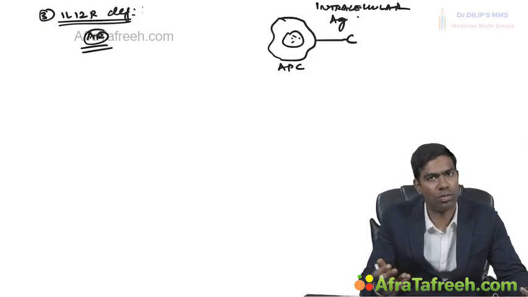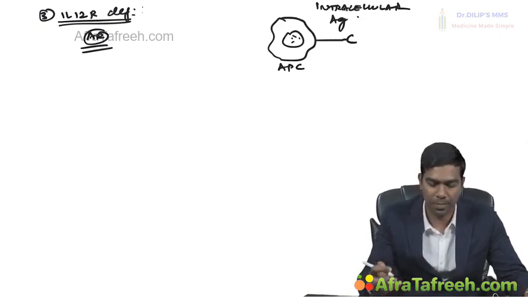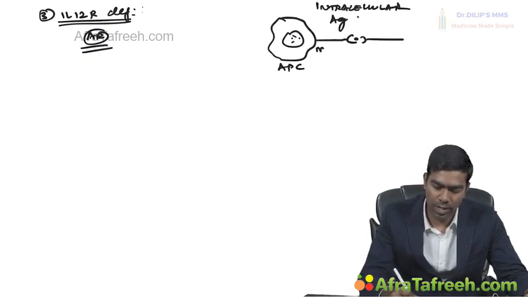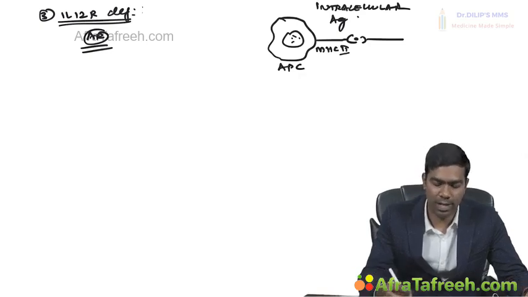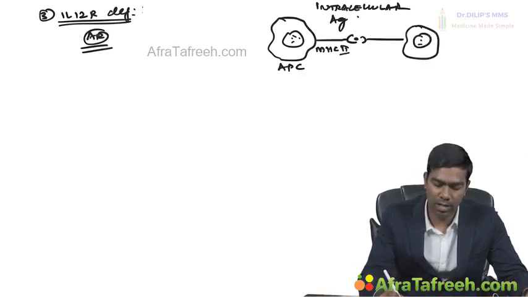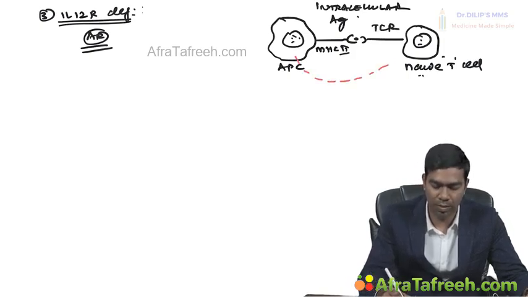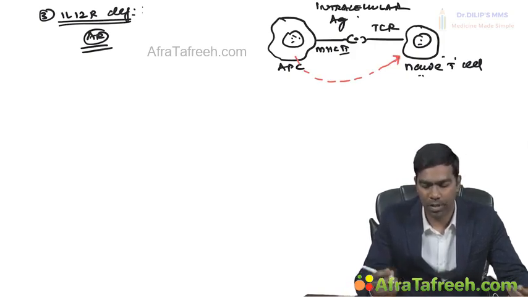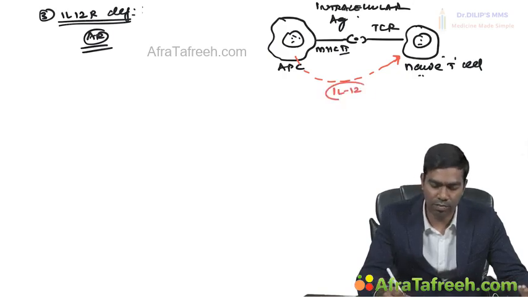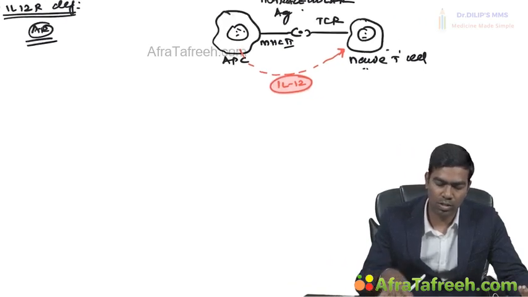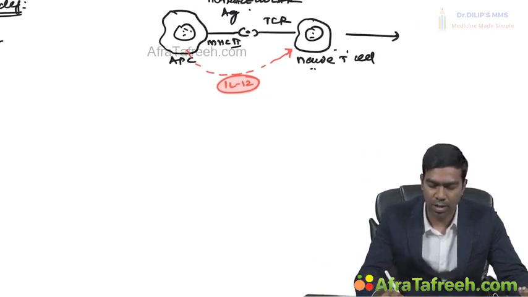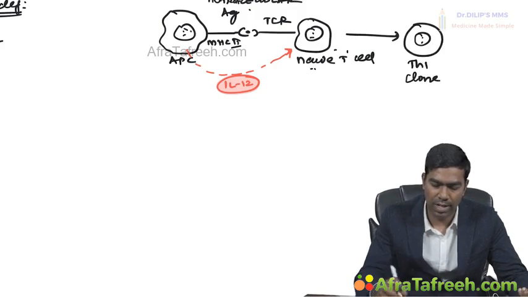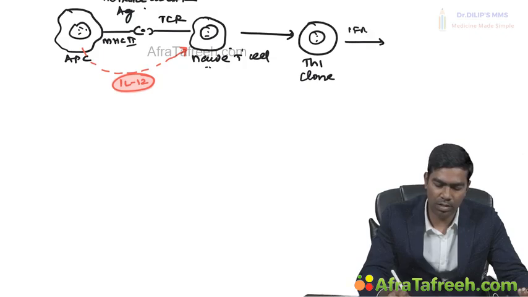Intracellular antigens like tuberculosis are one of the classic examples of an intracellular antigen in an organism. I told you these are presented on MHC class 2, and this will be recognized by the naive T cell through the T cell receptor. And how this APC educates the naive T cell that it's an intracellular antigen is through secretion of interleukin 12, and through this only this naive T cell is going to differentiate into a T helper 1 clone, and the characteristic cytokine of this T helper clone is interferon gamma.